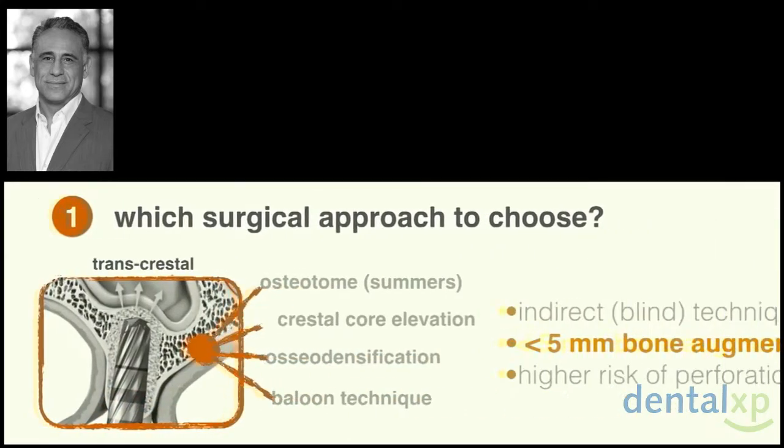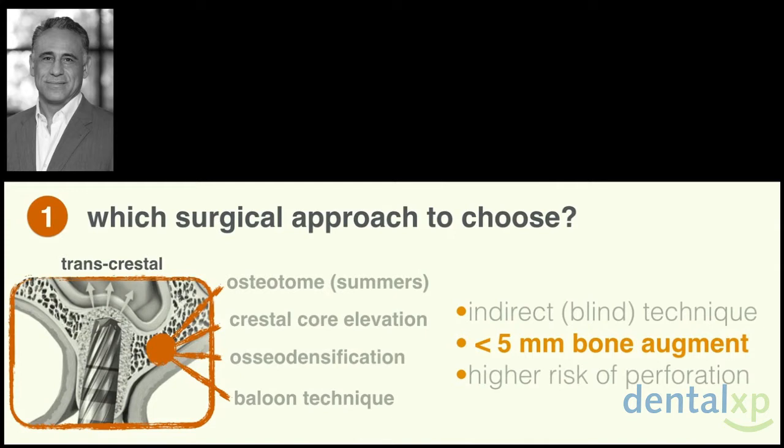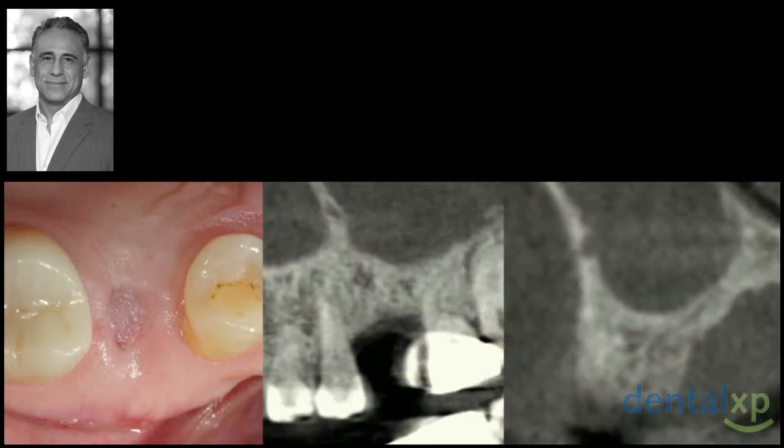And the transcrestal approach is known as the indirect approach, and to me, it's a technique that I can use when I'm planning on doing 5 millimeters or less of bone augmentation in a vertical direction. And of course, you have to be cautious because this is a blind technique, so there's potentially a higher risk of perforation. It works really well when the membrane is thick, and when the membrane is thin, of course, we could have a complication, and there's no way to measure the membrane, at least predictably. So osteodensification is really the technique that I've chosen to be able to do the transcrestal approach.